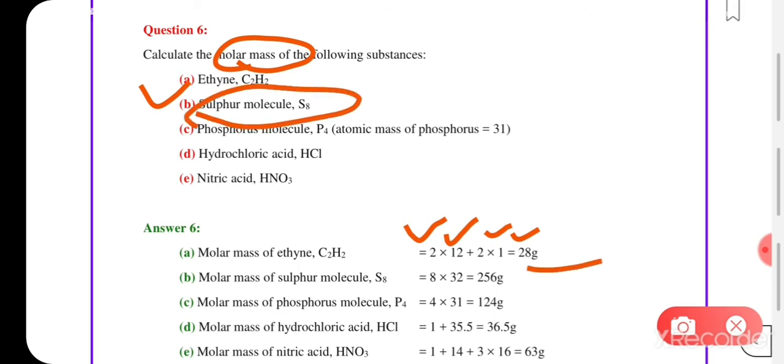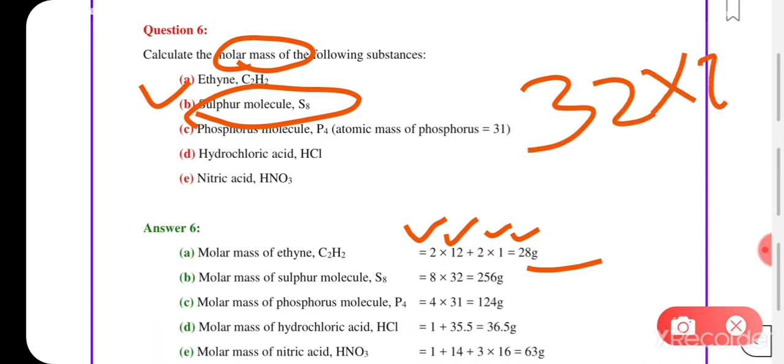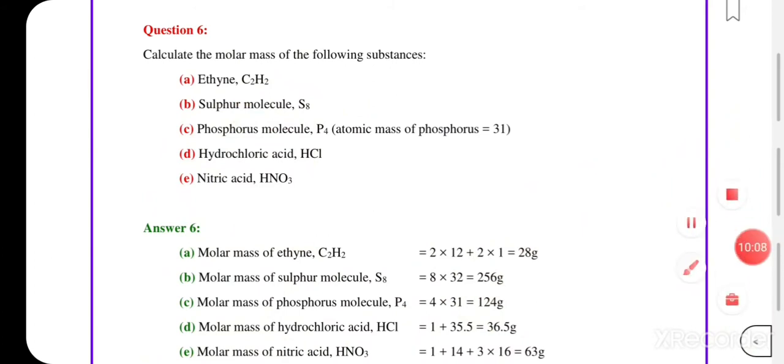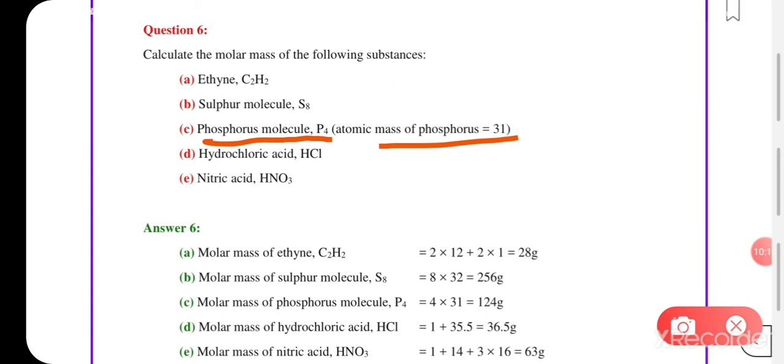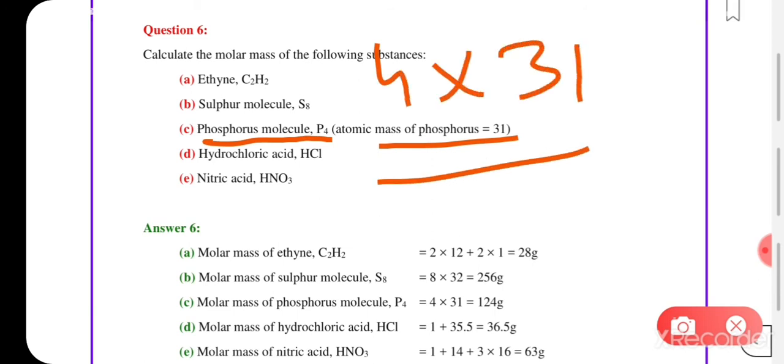Similarly for S8, the sulfur molecule, the atomic mass of sulfur is 32. How many atoms of sulfur are there? 8. So you have to multiply by 8. You get your answer as 256. Now moving on to the next one. Phosphorus is P4 and its atomic mass is 31. How many atoms are there? 4 atoms of phosphorus. So 4 has to be multiplied by its atomic mass, which is 31, and you get your answer.